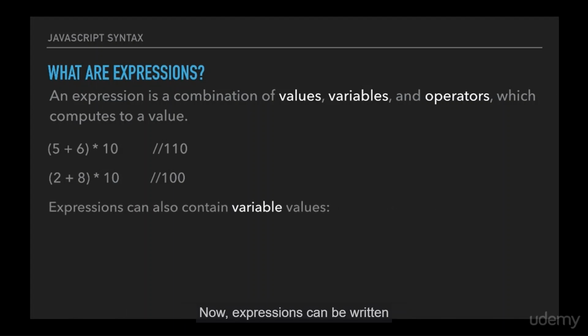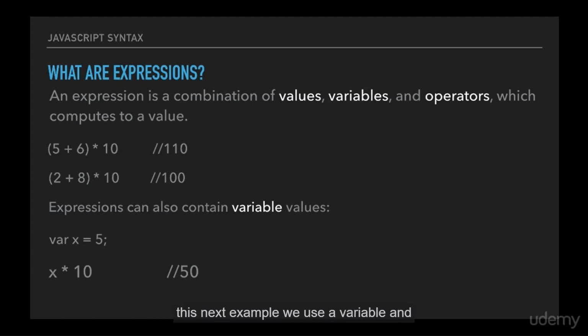Now, expressions can be written along with variable values as well. So for instance, we have var x = 5 and we do x * 10, which is x multiplied by 10, and you get the output as 50.